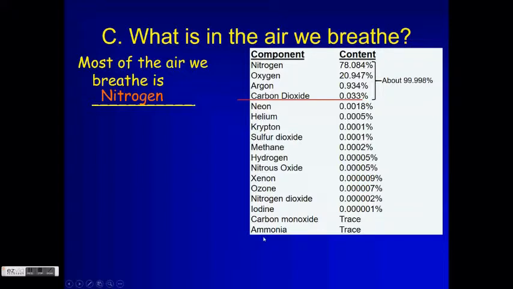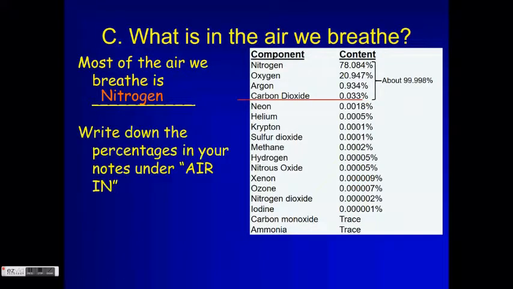But I do want you to jot down in your notes in the air in section the percentages, and you can go with a rough percentage, 78% and 21 and 1 and so forth. And just for nitrogen, oxygen, and carbon dioxide, I should say. And then once you write those down, I want you to make a prediction about what you would anticipate seeing in the air you exhale. So when you breathe in, these are the percentages in the air that surrounds you. But when you exhale, you're going to exhale air out. What number will you see?